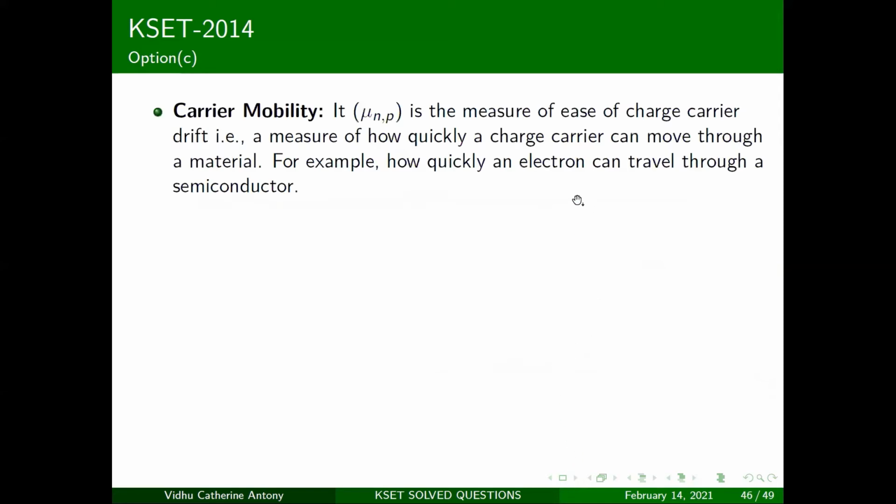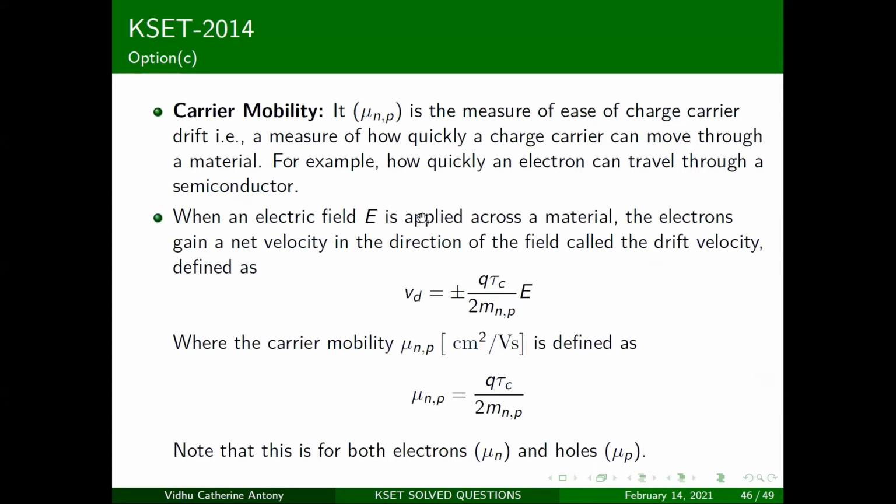So carrier mobility. What do you mean by mobility? It's basically the measure of ease of a charge carrier drift. So it basically tells you how quickly a charge can move through the material. Now, when you have an electric field across a material, the electrons gain a net velocity in the direction of the field called the drift velocity.